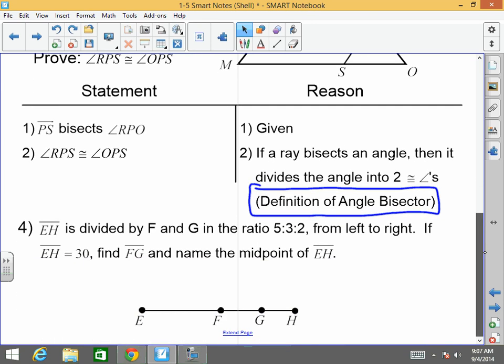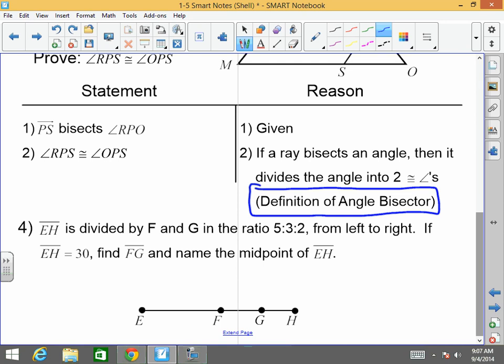All right, let's check out number 4 here. And I'll leave it here so you guys can keep writing if you have to. It says here that EH is divided by F and G into the ratio of 5 to 3 to 2. So they didn't say that it's trisected, so you know they're not all equal. It divided it by F and G into the ratio of 5 to 3 to 2 from left to right.